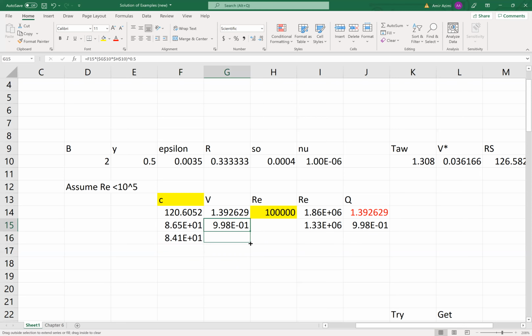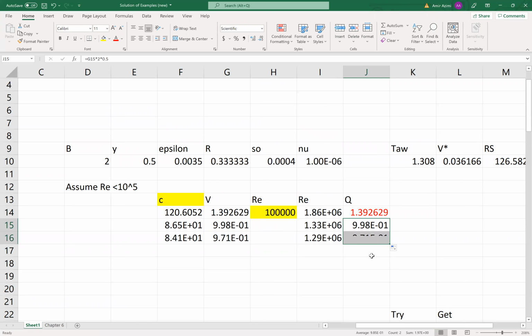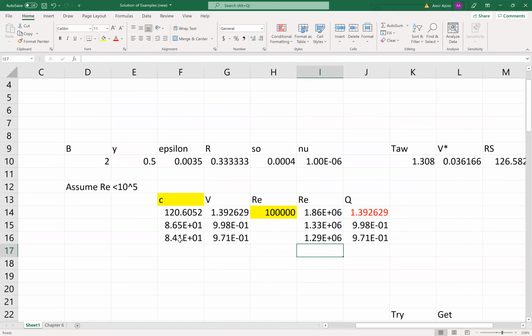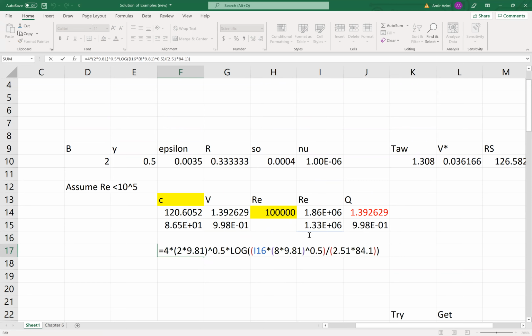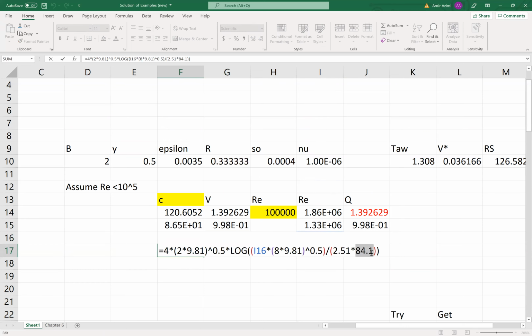Then I calculate velocity with the new updated Chezy coefficient. And then I calculate the new Reynolds number. So you'll see that we got the new value of Reynolds number here based on velocity and a new discharge. Okay, so then in the next step, we'll go based on the new Reynolds number. We calculated a new Chezy coefficient. So now here we have a new Reynolds number. So it's 83.9.